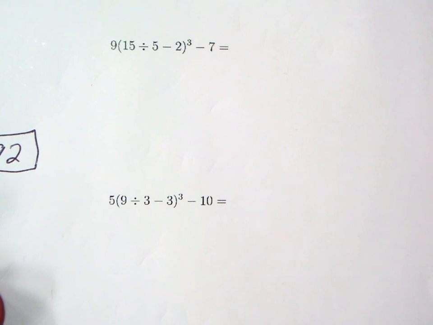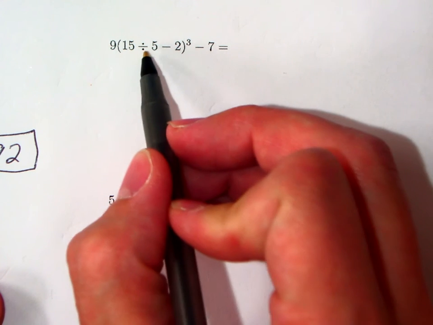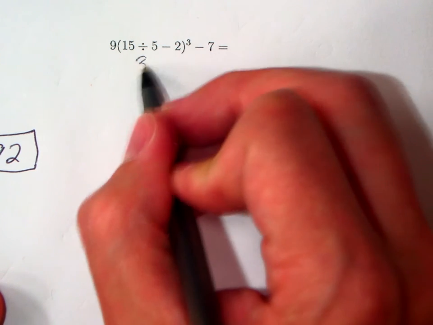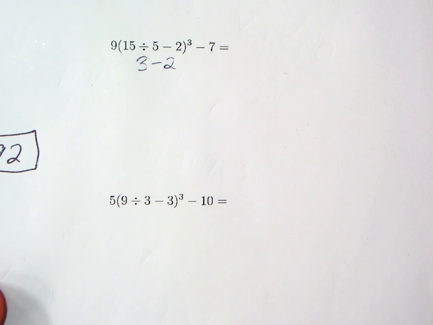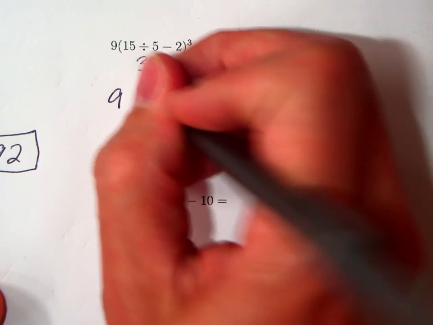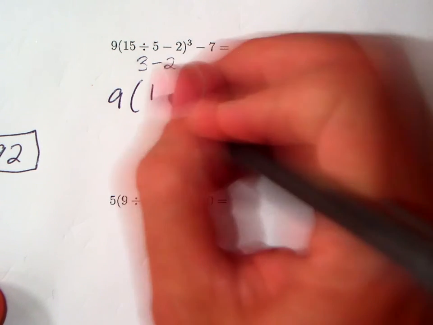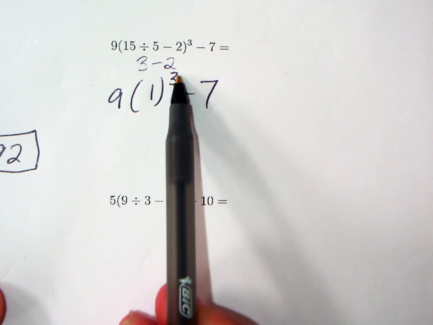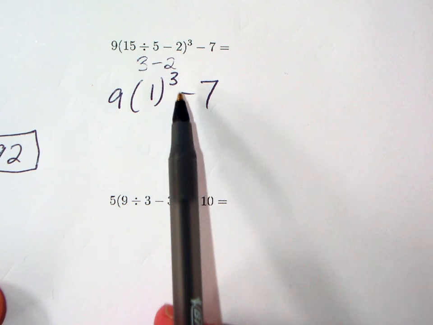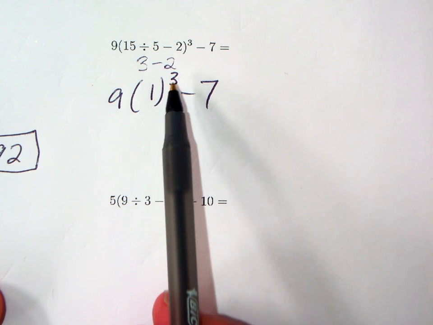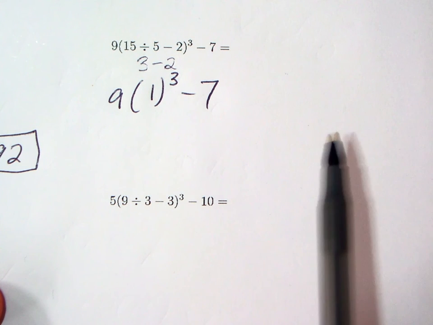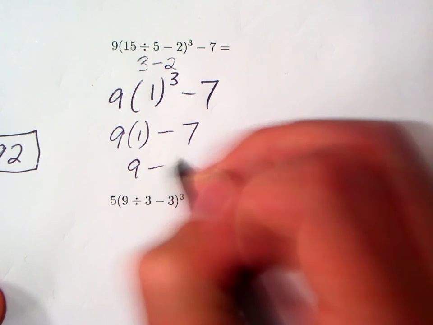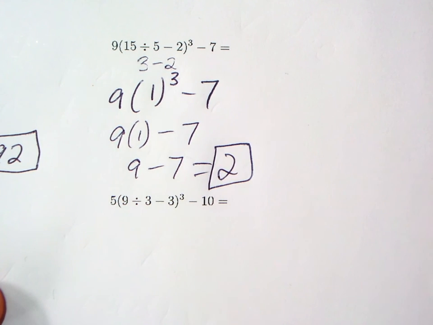Next problem, parentheses first. Within the parentheses, I have division or subtraction. Division comes first. 15 divided by 5 is 3. When I take 3 minus 2, I get 1. So this becomes 9 times 1 cubed minus 7. So I have multiplication, I have an exponent, and I have subtraction. The exponent comes first. 1 cubed is not 1 times 3. It's 1 times 1 times 1, which is just 1. So this becomes 9 times 1 minus 7, or 9 minus 7, which is just 2.